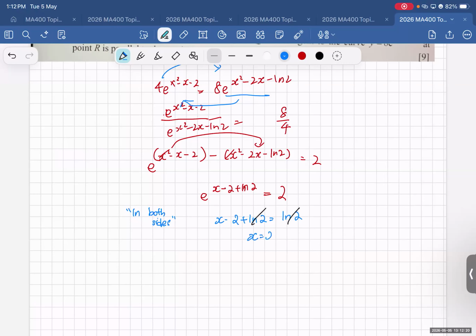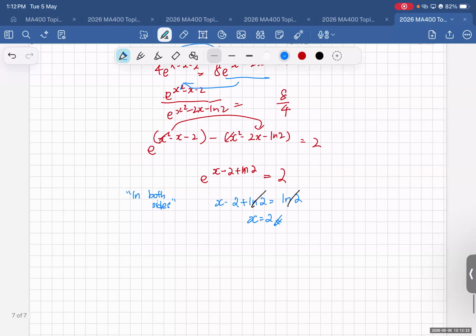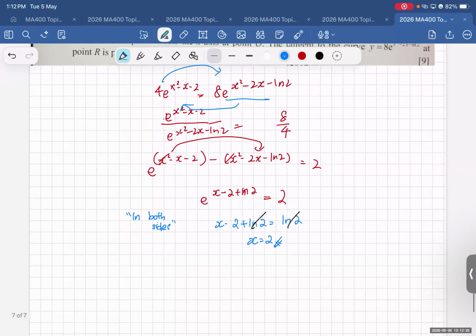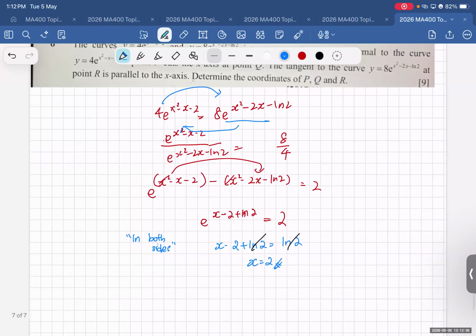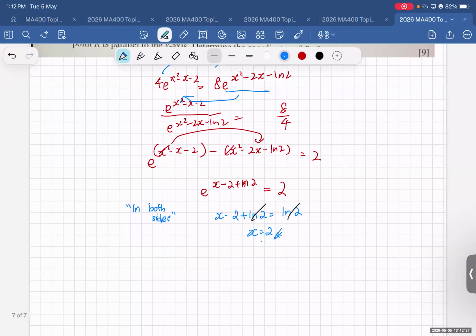x equals 2. After you get x equals 2, you find the y. Sub into any of them. Very good. After that, you sub x equals 2 into any of the equations. Let's just take 4e to the power x squared minus x minus 2. I will be very granular here. 2 squared minus 2 is 4e to the power 0, which is y equals 4.